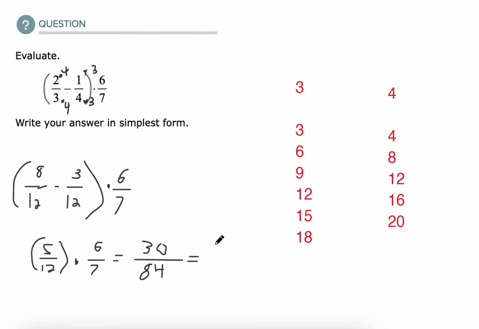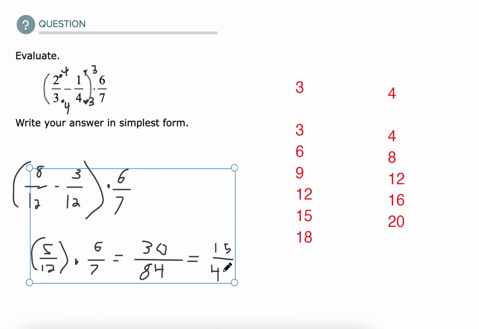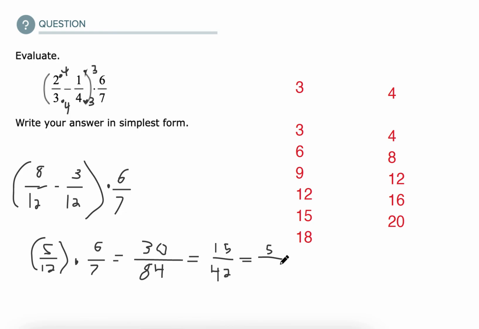They're both even, so I'm going to divide the top by 2 and the bottom by 2. And now, whoops, I want to keep simplifying if we can. I can divide the top by 3 and the bottom by 3. That gives us 5 over 14, I think, is our final answer.